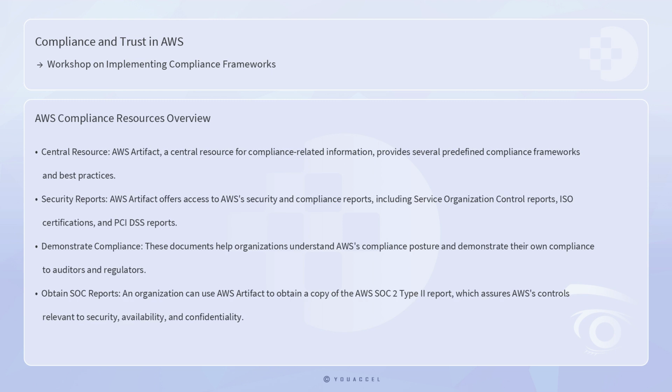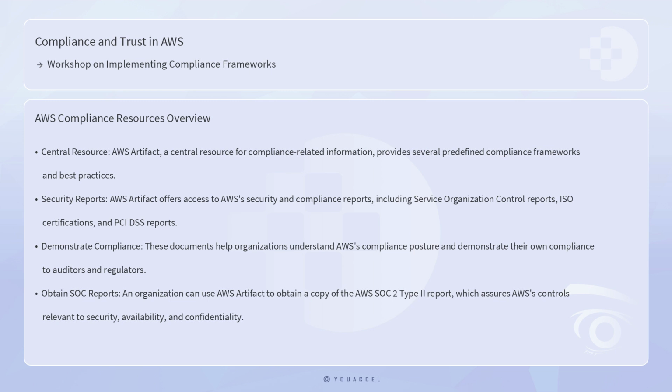Moreover, AWS provides several predefined compliance frameworks and best practices through AWS Artifact, a central resource for compliance-related information. AWS Artifact provides access to AWS's security and compliance reports, including Service Organization Control reports, ISO certifications, and PCI DSS reports, among others. These documents help organizations understand AWS's compliance posture and demonstrate their own compliance to auditors and regulators.